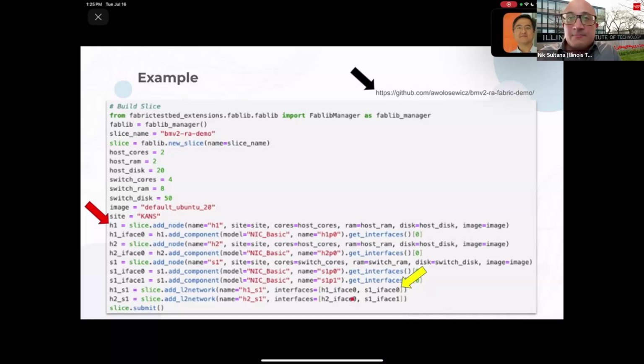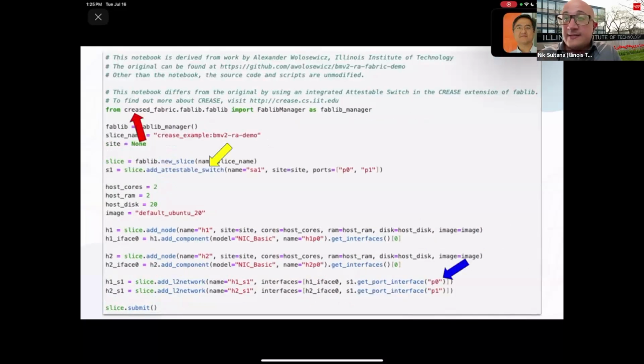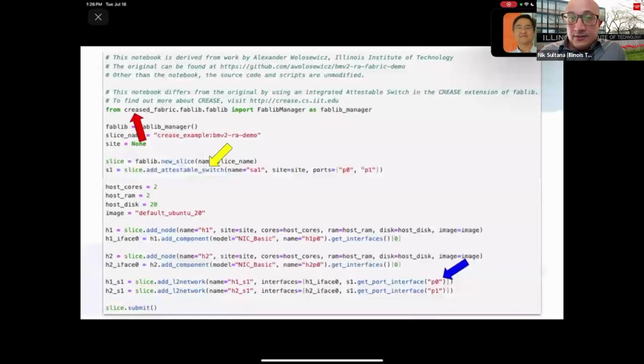So here's what I meant by extensibility earlier. This is a change that we made as part of that first prototype. We have a version of Fabric that provides you with some more abstractions that you can use to conveniently talk about attestation and evidence. This is derived from the repo that I mentioned earlier. And one of the changes that it makes possible is to talk about switches as switches.